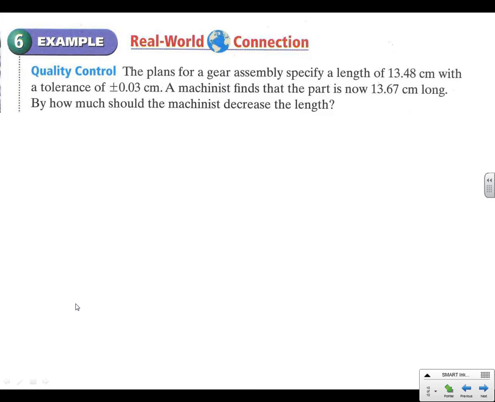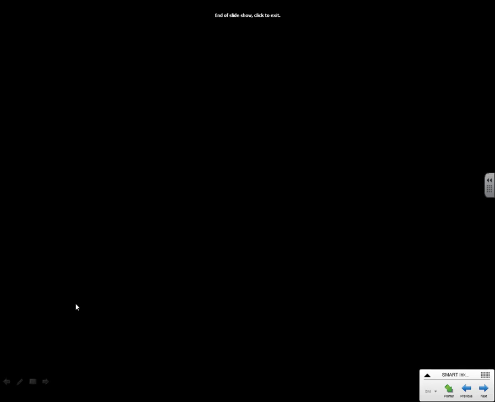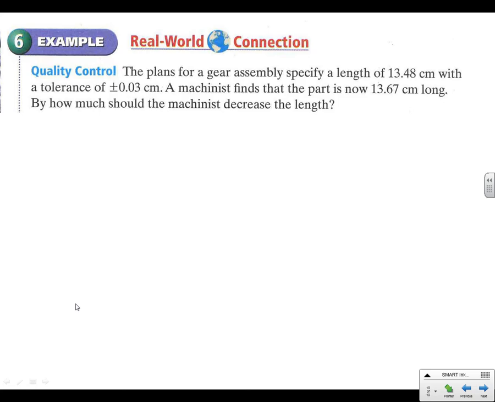All right, last one here. The plans for a gear assembly specify. Oh, I think there might be one more. Is that true? Nope, this is the last one. Okay. The plans for a gear assembly specify a length of 13.48 centimeters with a tolerance of 0.03 centimeters. A machinist finds that the part is now 13.67 centimeters long. By how much should the machinist decrease the length?